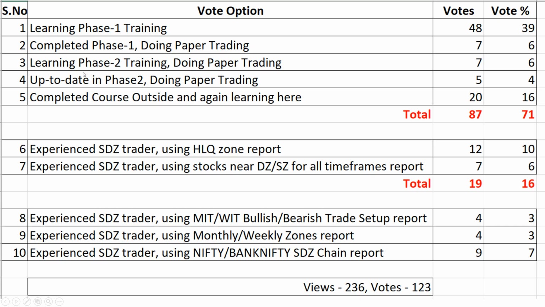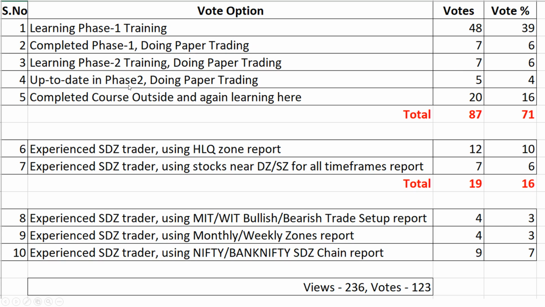The third option is learning phase 2 training and doing paper trading. In phase 2, we should complete each lesson, and then to practice that lesson we have to do paper trading for at least 5 days to a week. Currently 7 people are at this stage.